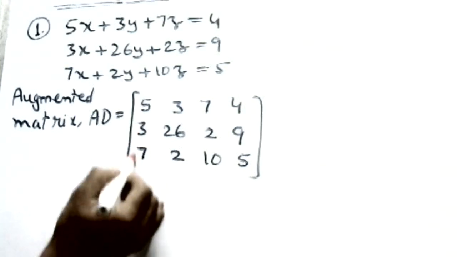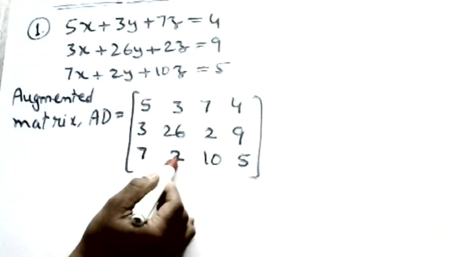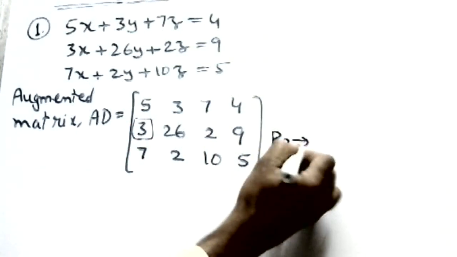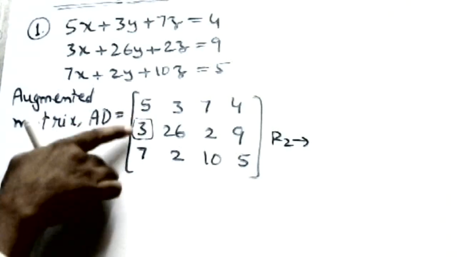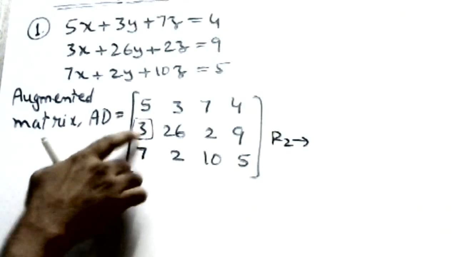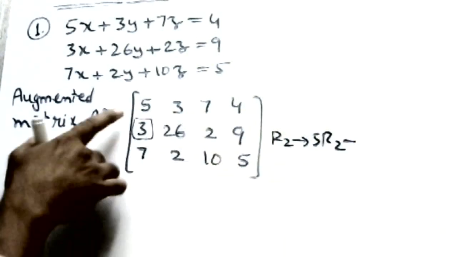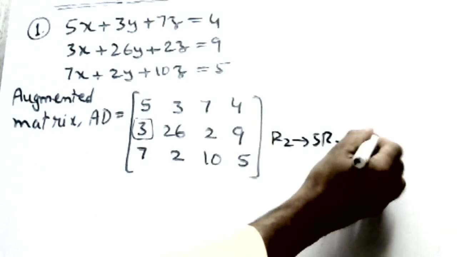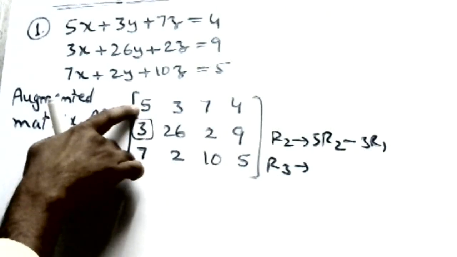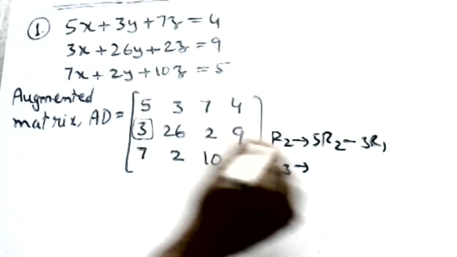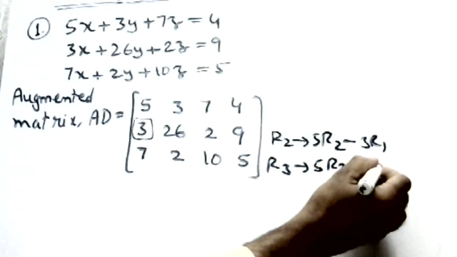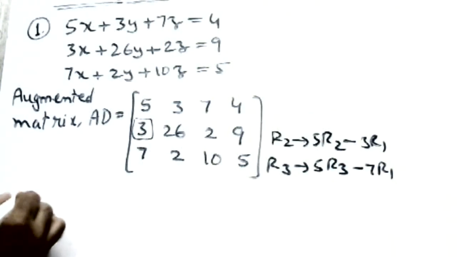You already know that to find the rank, first we have to make these two zeros using R1, then this 0 using R2. Let me first make this one 0. This is R2, therefore R2 implies, because this is 5, 3, 5, multiply this with 5: 15, this 3: 15. Multiply R2 with 5: 5R2 minus 3R1. In the same way, R3 implies, because it's 7, multiply with 5 and multiply with 7: 35 minus 0. So 5R3 minus 7R1.